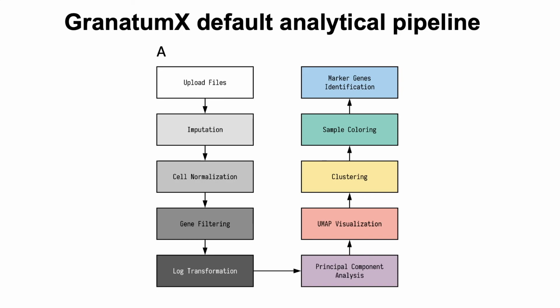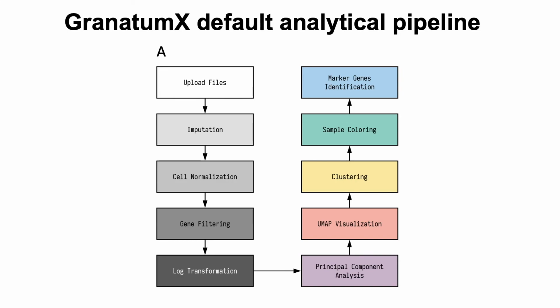Then you could proceed with analysis with common preprocessing steps such as cell normalization, gene filtering for highly variable genes, and log transformation of the expression value. In order to visualize your high-dimensional single-cell RNA-seq data, our platform provides popular methods such as a linear dimensional reduction method, principal component analysis, or nonlinear dimensional reduction methods such as UMAP visualization or t-SNE.